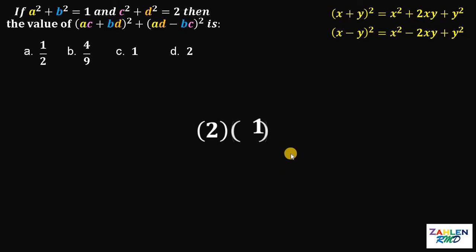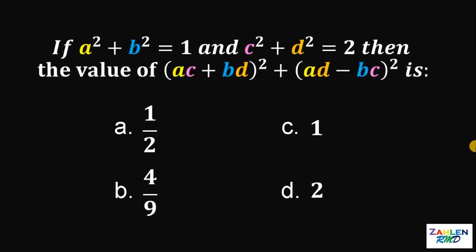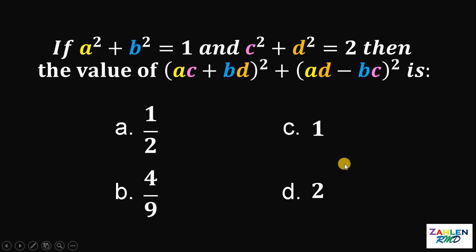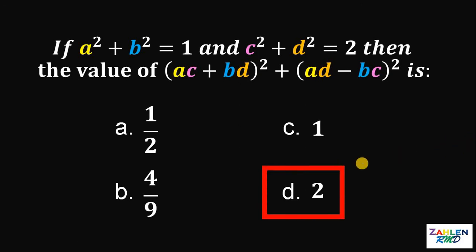Therefore, this expression c squared plus d squared is just 2, and this a squared plus b squared is just 1. Now, here comes the easy part. 2 times 1 is just 2. Therefore, the value of our expression is just 2. And our answer to this question is letter D. We have D equals 2. And as always, we're done.